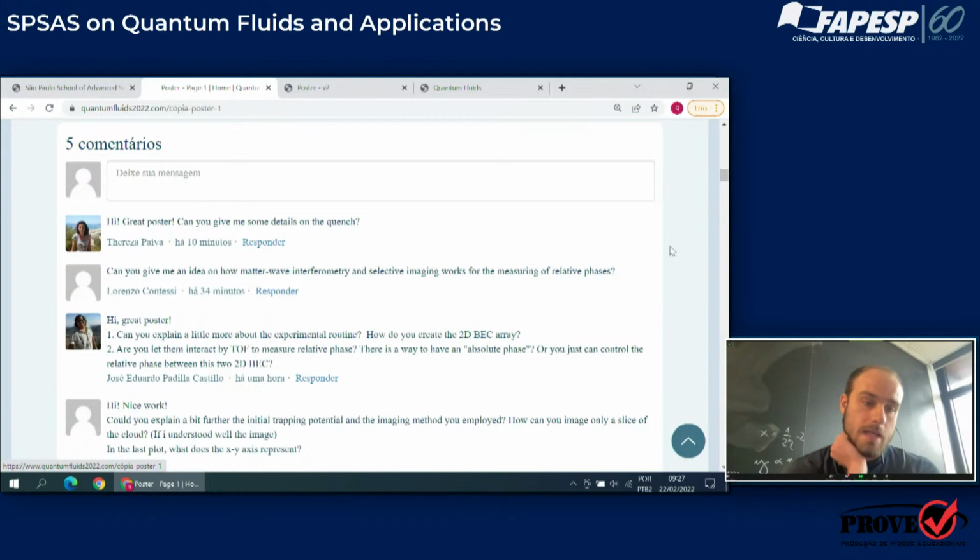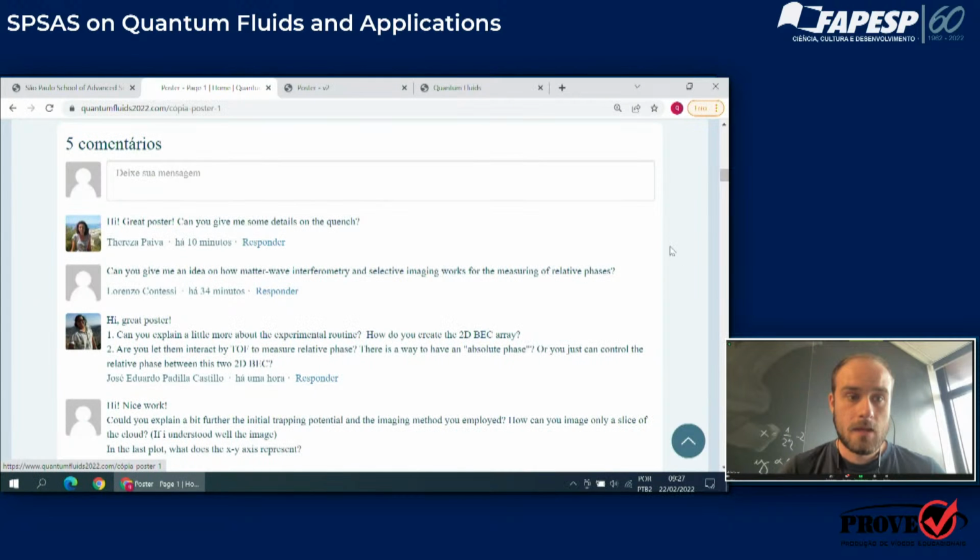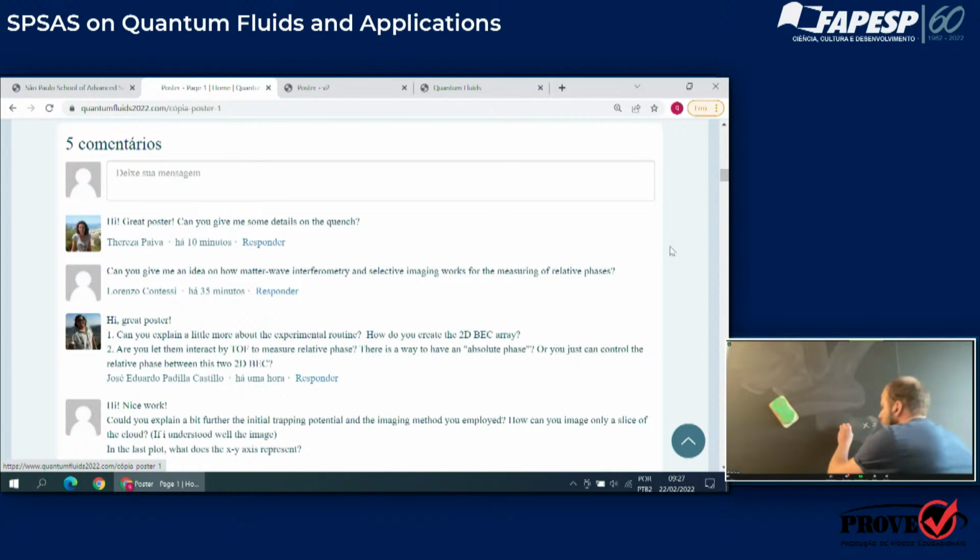I think there's also one question about how matter wave interferometry works in measuring the relative phases. Well, the idea is basically that if you have a 3-dimensional condensate, actually 2 of them, like this, on top of each other, and if you release these 2 clouds, they will expand. And as they expand and overlap, they will form matter wave interference fringes.